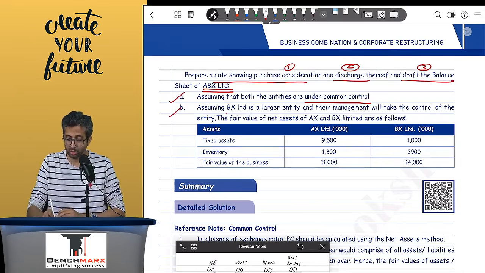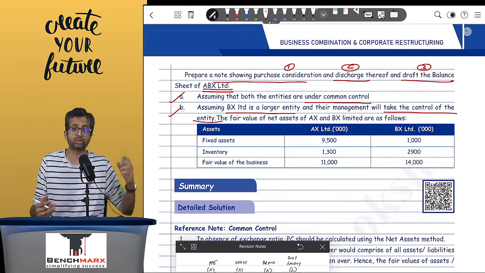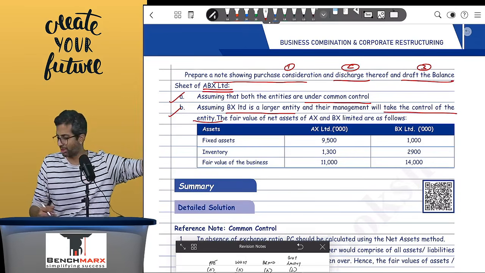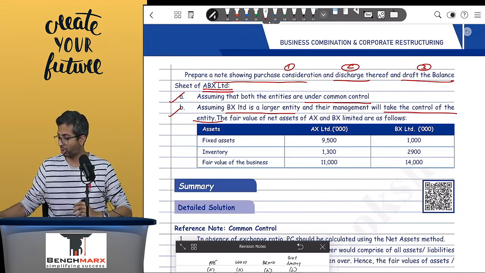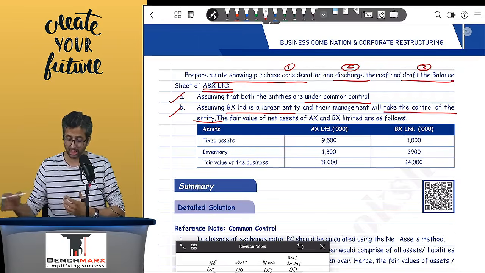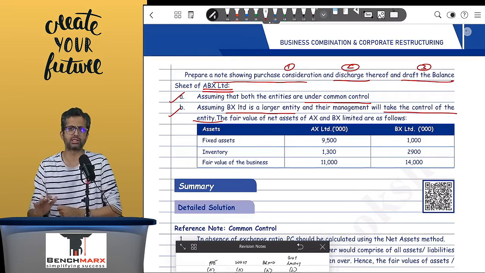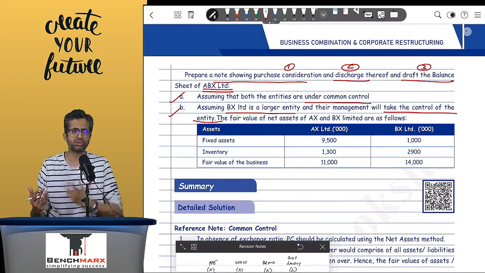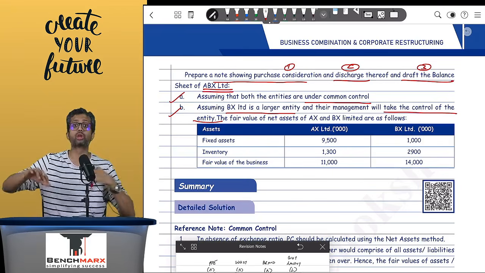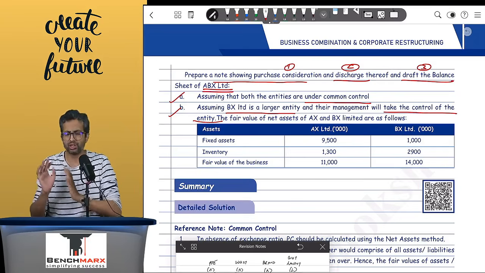Second, assuming BX is a larger entity and their management will take control over the entity. So the question over here in a soft way clearly tells you that in the second part, a completely independent part, BX is a larger entity, and this BX will take control of the entity. So if BX is actually taking control, then it seems that BX is acquiring control over ABX, but actually ABX is acquiring BX. So maybe there will be some adjustments here.